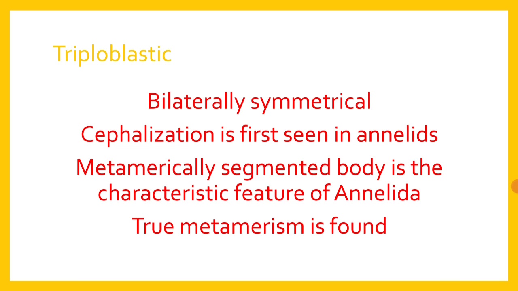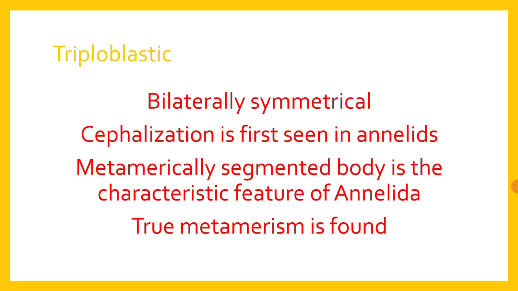A metamerically segmented body is the characteristic feature of Annelida. I already told that the body of Annelida contains annuli, or ring-like structures, arranged one after other. These arise from the posterior region. That means the new segments arise from the anal segment in Annelida, and that metamerism is called true metamerism. Previously, we learned about pseudometamerism seen in platyhelminthes. In tapeworms, the new proglottids arise from the neck region. That is called pseudometamerism. Whereas in Annelida, the new segments arise from the anal segment. Hence, this is known as true metamerism.